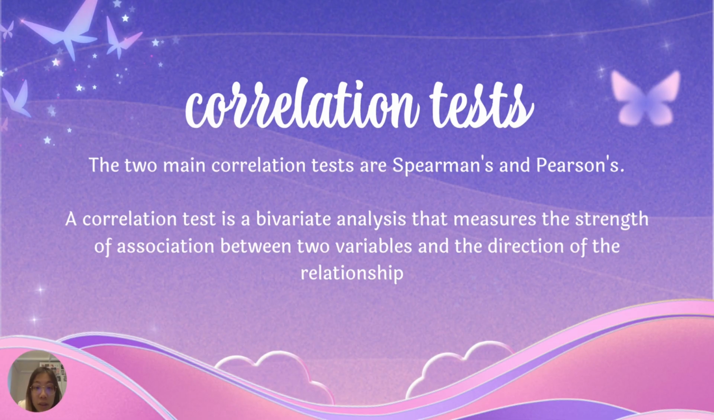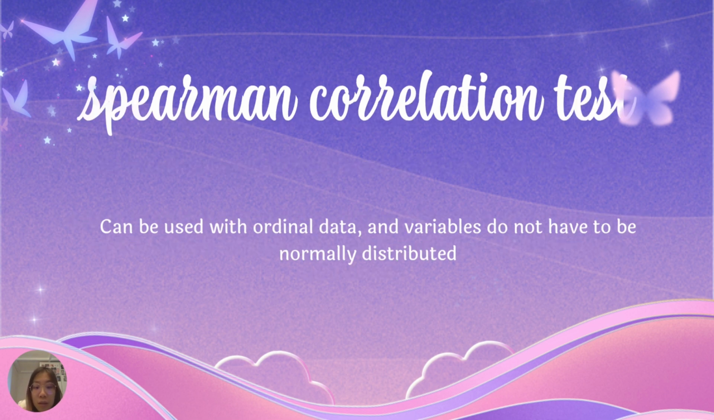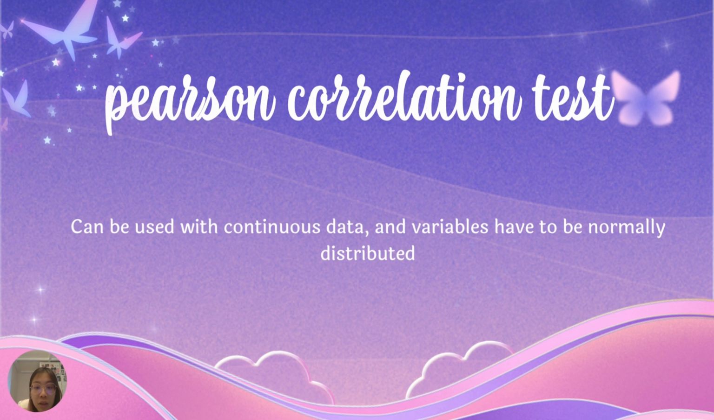The next thing is correlation tests. The two main correlation tests are Spearman's and Pearson's. A correlation test is a bivariate analysis that measures the strength of association between two variables and the direction of the relationship. A Spearman's correlation test can be used with ordinal data, and variables do not have to be normally distributed. A Pearson's correlation test can only be used with continuous data, and variables have to be normally distributed.